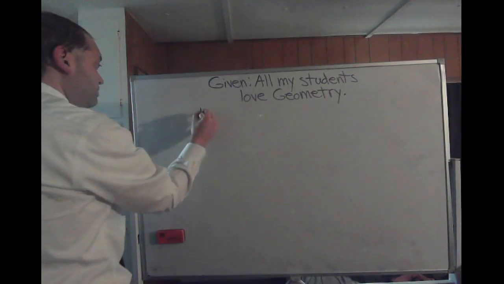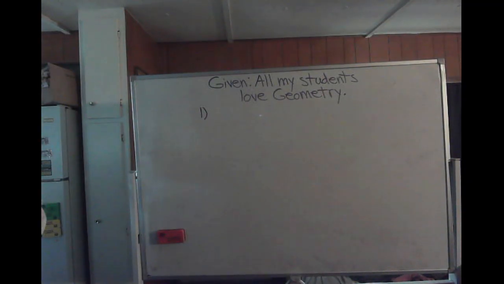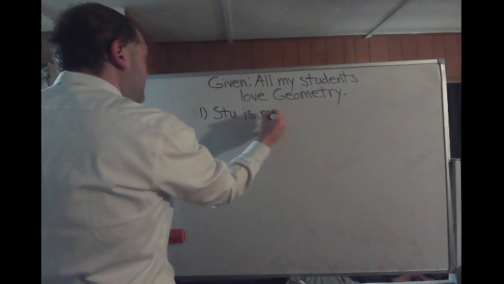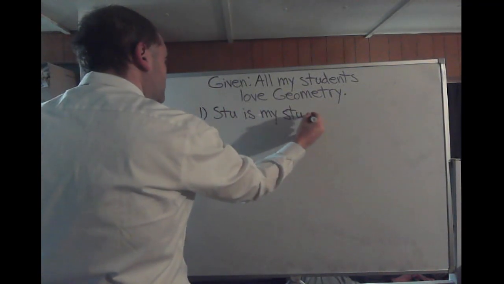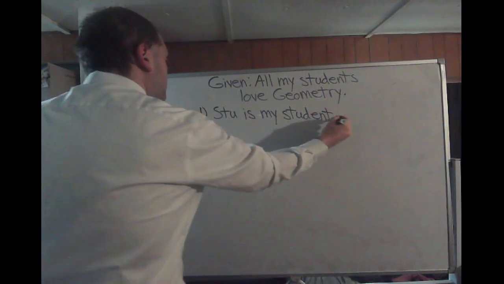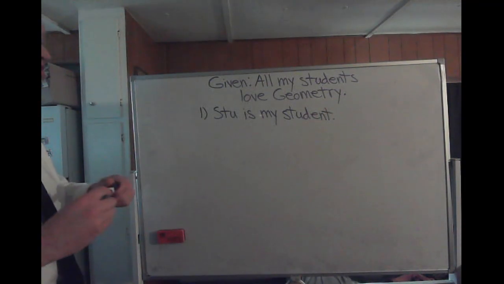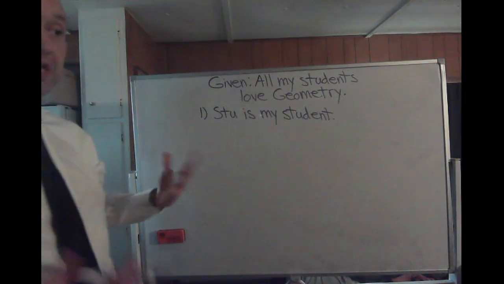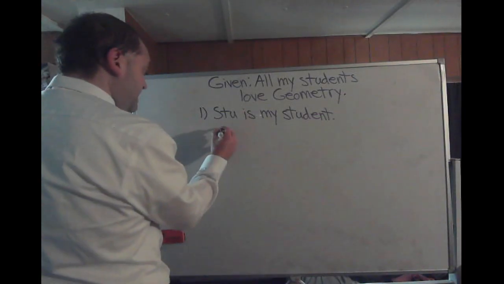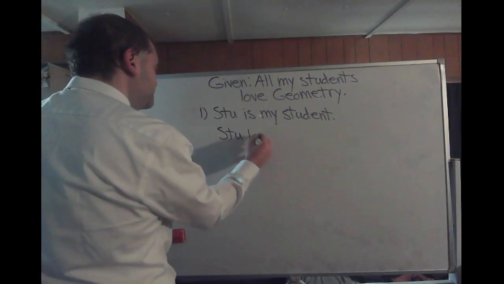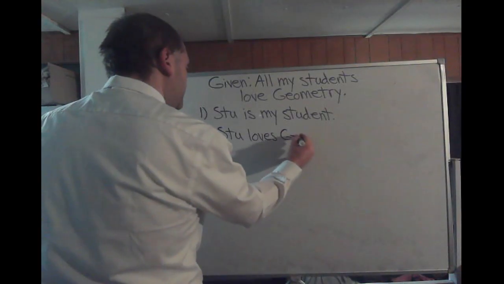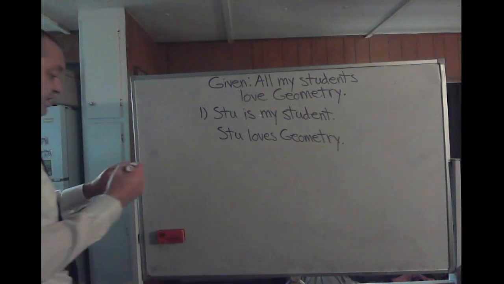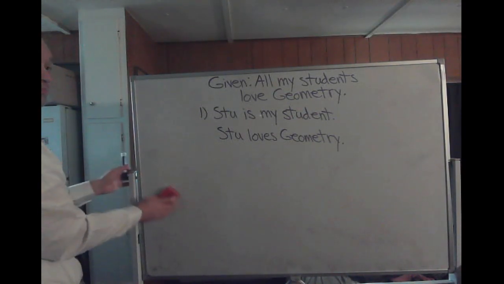Okay, what's the additional information they give us? In the first statement, Stu is my student. Well, they give you, for additional information, that Stu is my student. The original statement is that all my students love geometry. So if Stu is my student, we can conclude that Stu loves geometry. That allows us to conclude that Stu loves geometry.